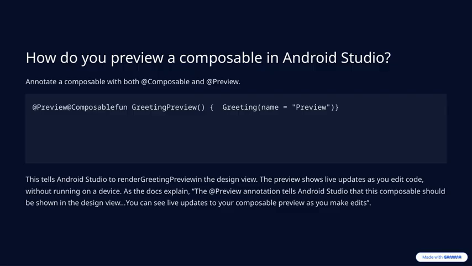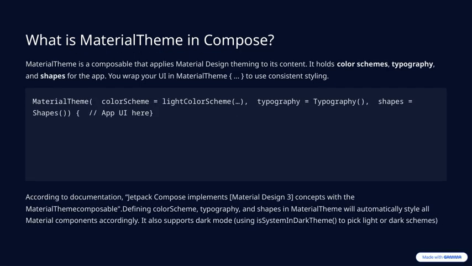So, what exactly is MaterialTheme in Compose? Well, it's a composable function that applies Material Design theming to whatever content you put inside it. Think of it as a container that holds your app's color schemes, typography styles, and shapes, ensuring a consistent look and feel throughout your application.